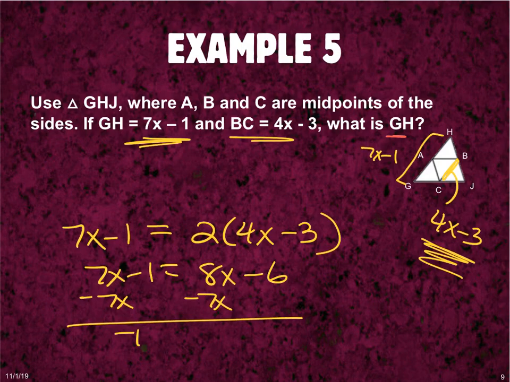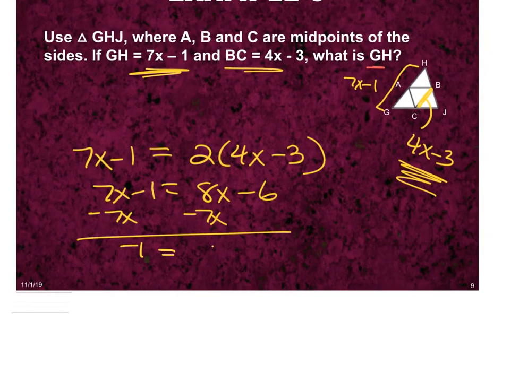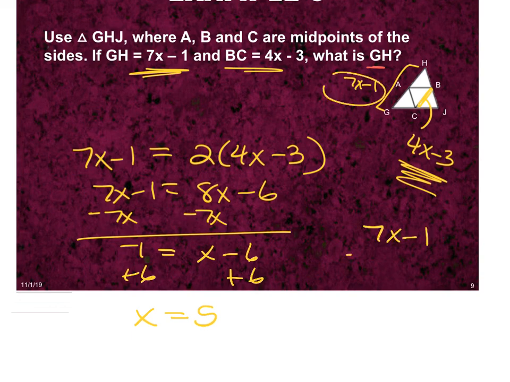And I get negative 1 equals x minus 6, add 6, and x equals 5. I'm going to plug it back into GH, which was 7x minus 1. So 7 times 5, 35 minus 1. The length of GH is 34.